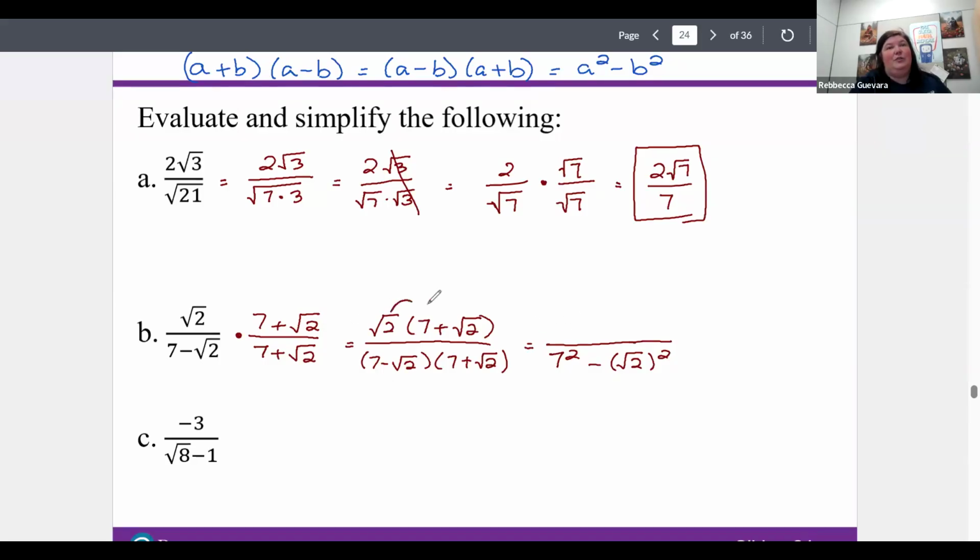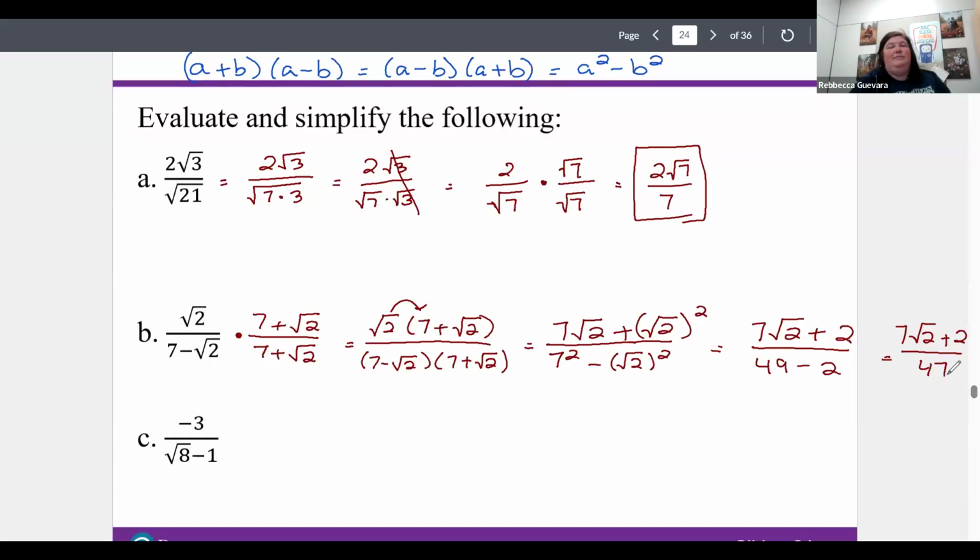On the top, if I distribute this, I have 7 square root of 2 plus square root of 2 times square root of 2, so that's square root of 2 squared. So we have 7 square root of 2 plus the square root of 2 squared, which is 2. And then here we have 49 minus the square root of 2 squared, which is 2. So 7 square root of 2 plus 2 divided by 47.